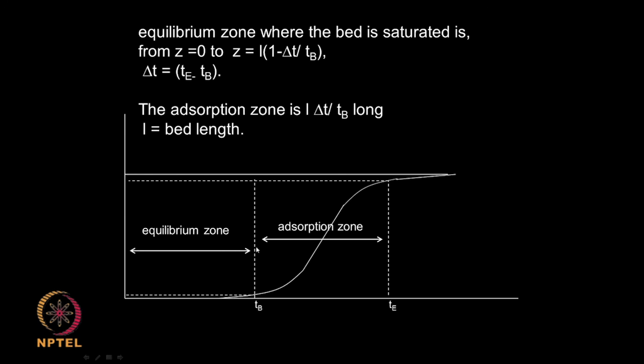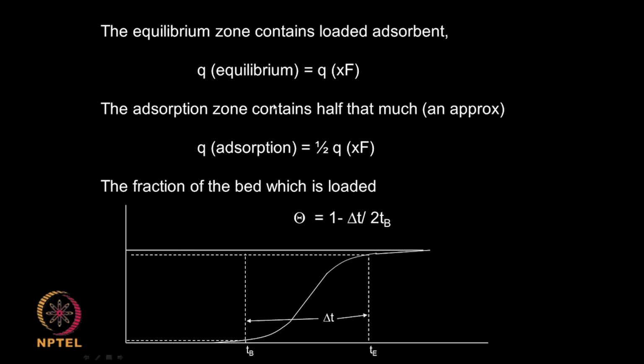This portion is called the equilibrium zone and this portion is called the adsorption zone, and there is a relationship which relates the equilibrium zone and the adsorption zone. Let us not bother about how they are derived, but this is how there is a relationship. The fraction of the bed which is loaded when there is a breakthrough is given by 1 minus delta T, that means the exhaustion time minus breakthrough time divided by 2 times breakthrough time.